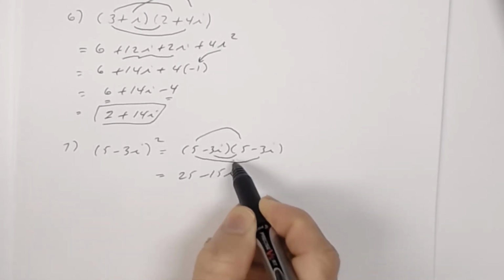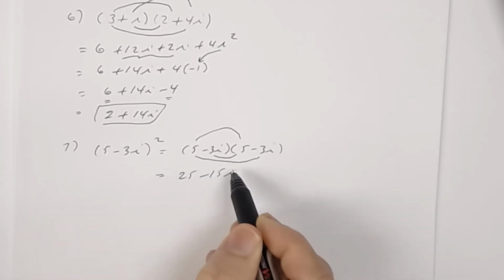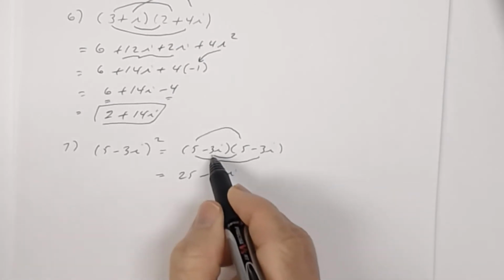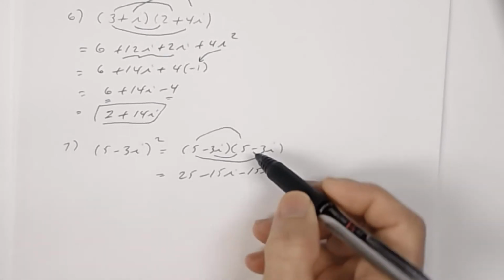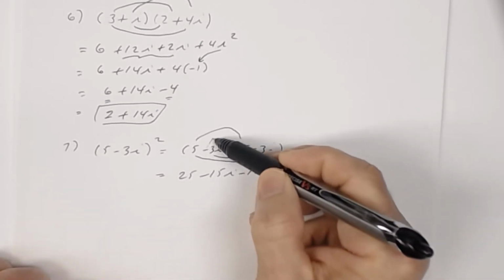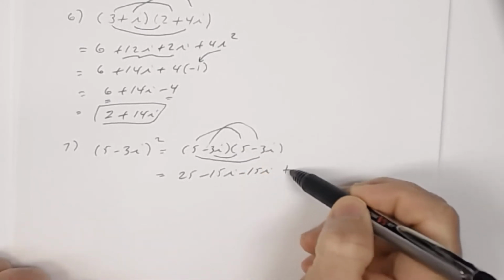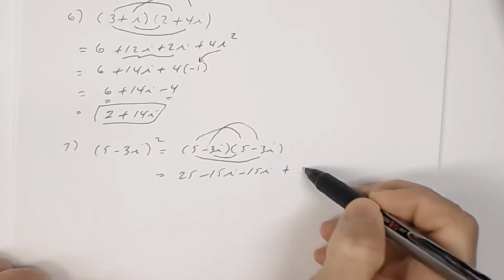The inner, now remember, when you square a binomial, the outer and the inner are always the same. So negative 3i times 5 is still a negative 15i. All right, now be careful with this one, the last. So remember, a negative times a negative is a positive. 3 times 3 is 9.